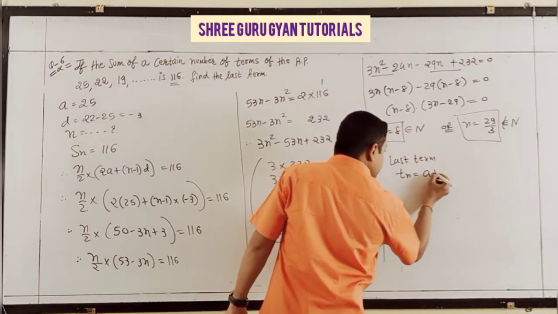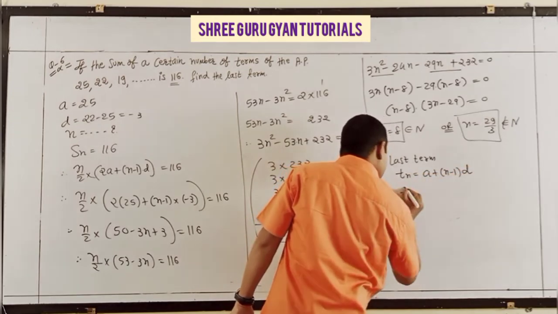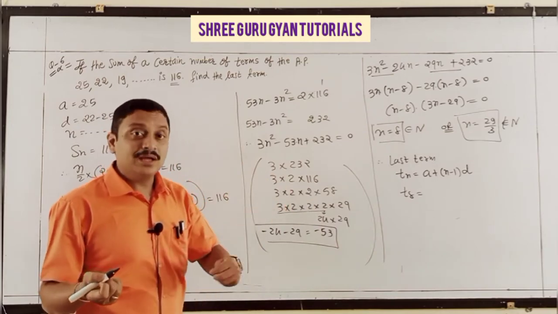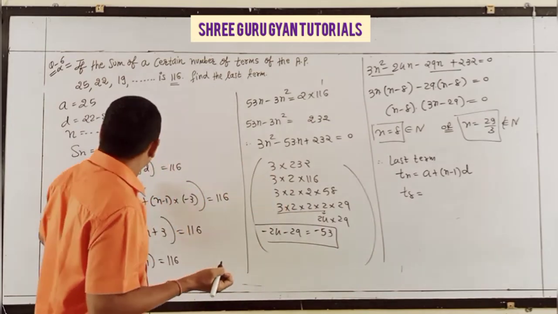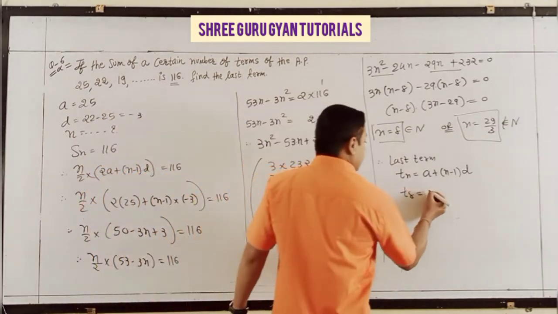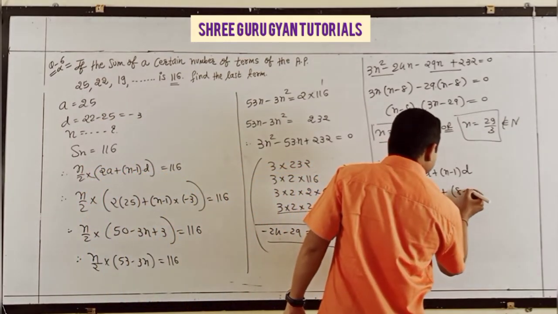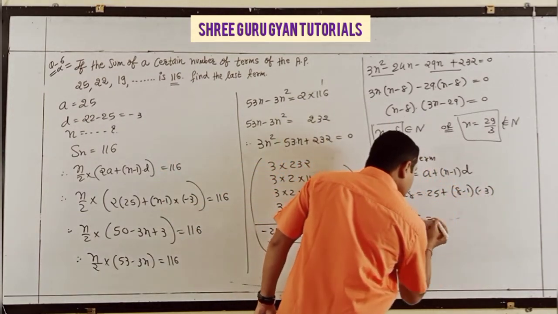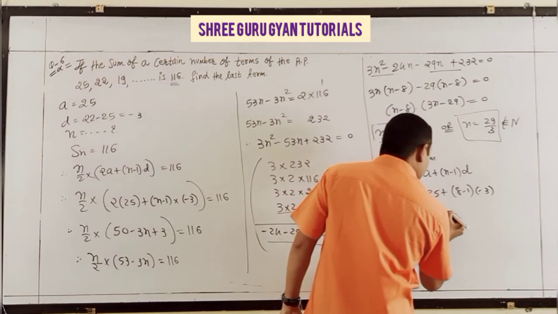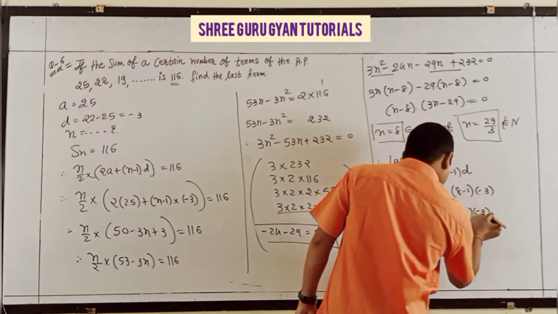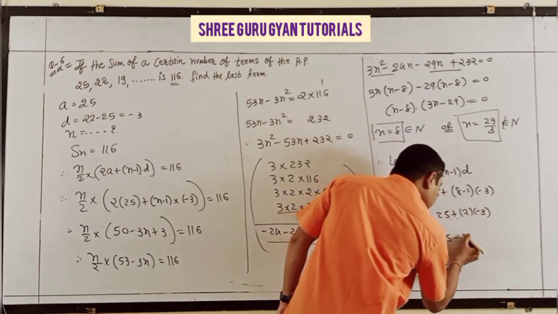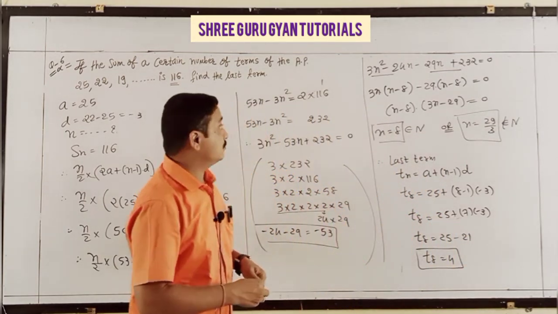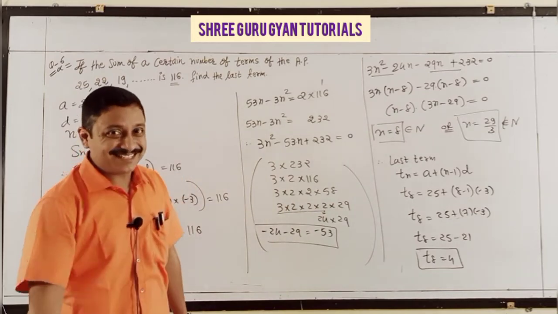Tn equals a plus (n minus 1)d. I go to here, the 8th term. Now a is ready, d is known, n is also known. Yes, what is your a? a is 25, n is 8 minus 1, and d is also, students, minus 3. So here, students, your exact answer comes: 25, 7 3s are 21. So 25 minus 21, it becomes 4. It means that's your last term. This numerical is done, students.